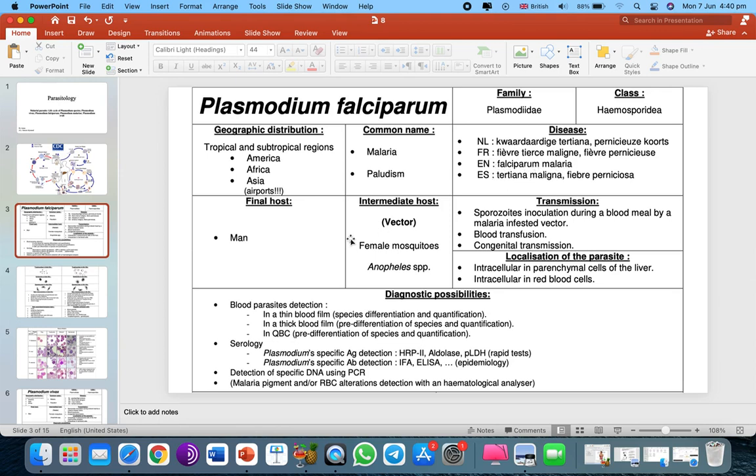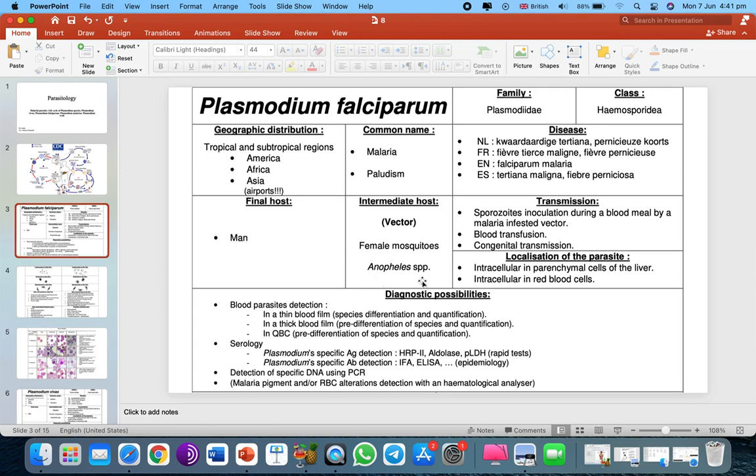So, the final host of Plasmodium falciparum is the man, meaning the human. And there is an intermediate host, as I mentioned before. The mosquito is the intermediate host, and it's called the vector. Female mosquitoes. Why female mosquitoes? Because only the female mosquitoes can feed on blood. And the scientific name of this mosquito is Anopheles species.